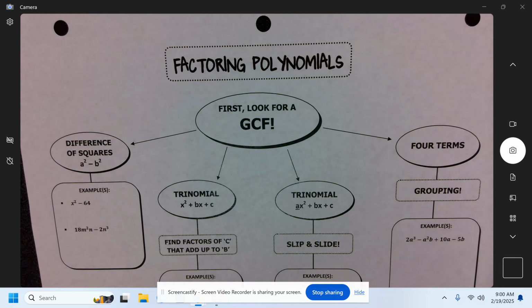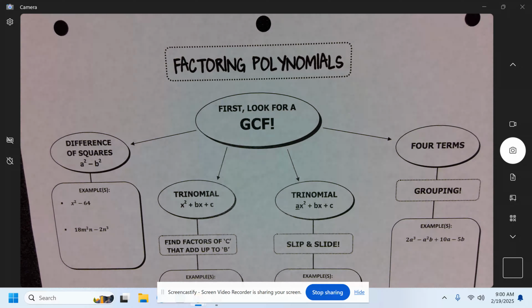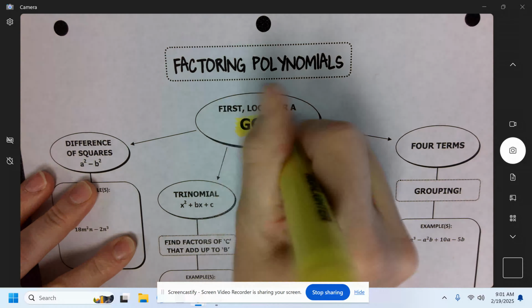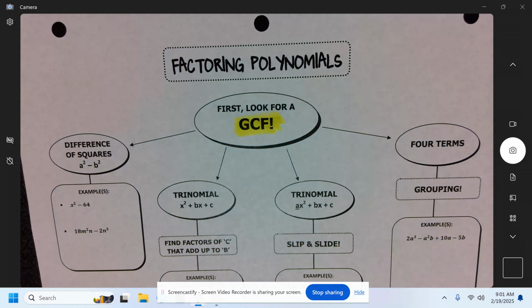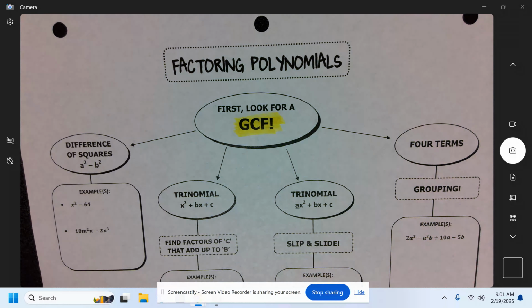Hey guys, so today we're going to put everything that we've learned over the last few days together and talk about how you decide what you're supposed to do based on the information you're given in order to factor. So the first question you always want to ask yourself is, do I have a GCF? That's the very first question. Look for a greatest common factor. If you have a greatest common factor, you need to take that out.